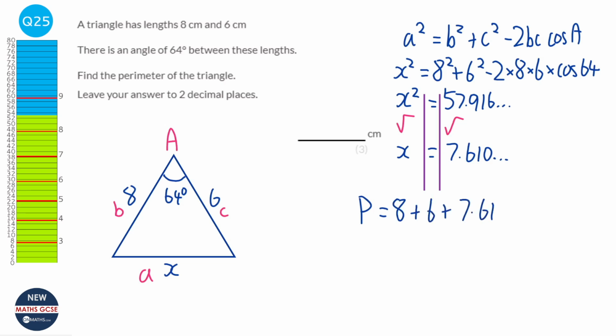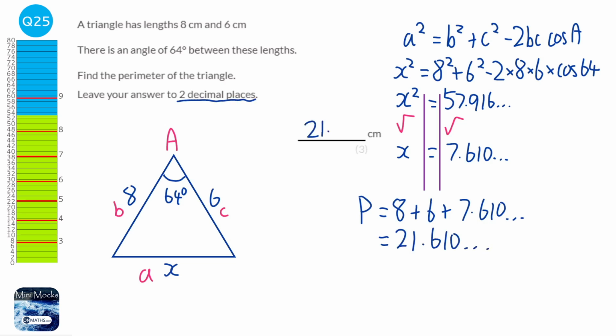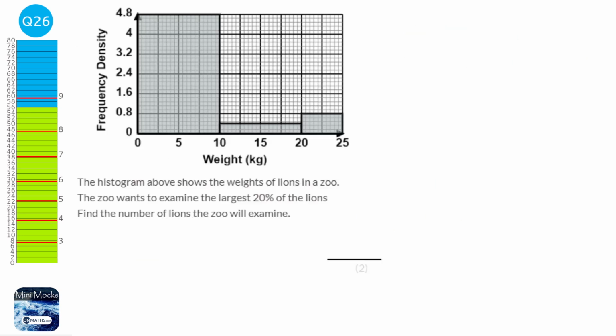Okay, we're asked for the perimeter, and so we need to do 8 plus 6 plus that 7.610..., which I've still got on my calculator, and that equals 21.610... It says it wants it to 2 decimal places, so it will be 21.61.